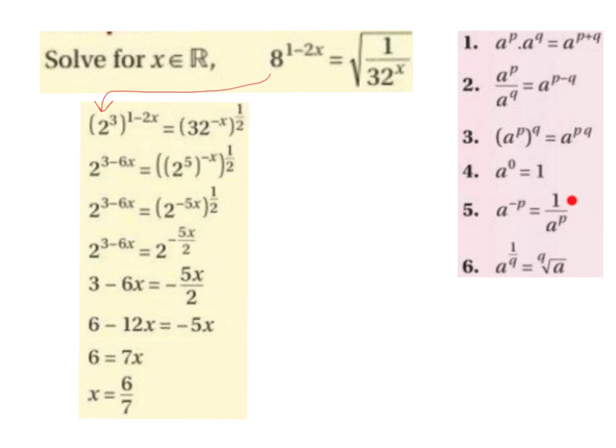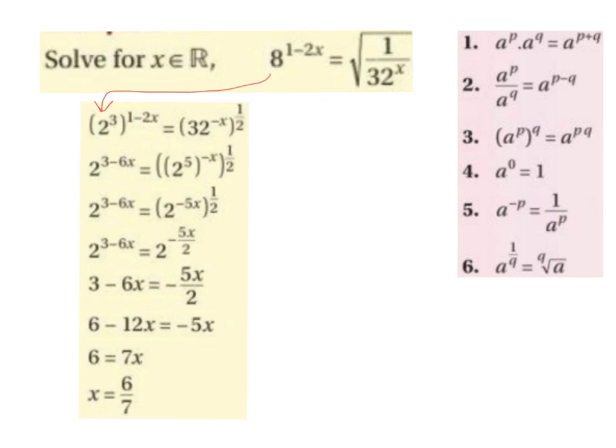So firstly, I can use law 5, and I'm going to work backwards with law 5, so I'm going to go in reverse. Law 5 says that a to the power minus p is equal to 1 over a to the power of p. So if I work backwards with that, 1 over 32 to the power of x is going to be equal to 32 to the power of minus x. So we get rid of the 1 over, and we change the positive x to a minus x. So we're using law 5, but we're working backwards.